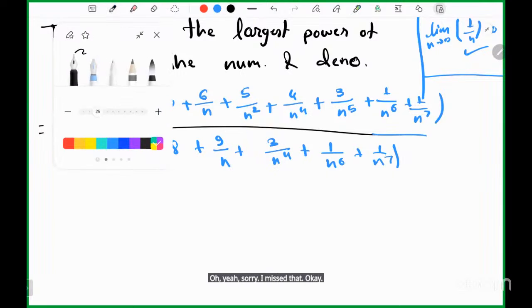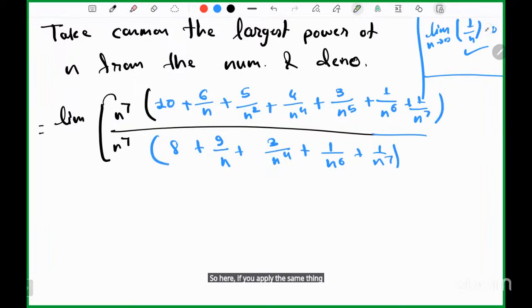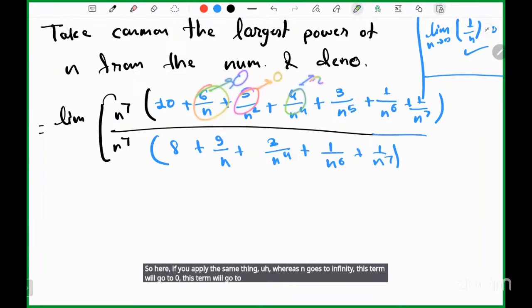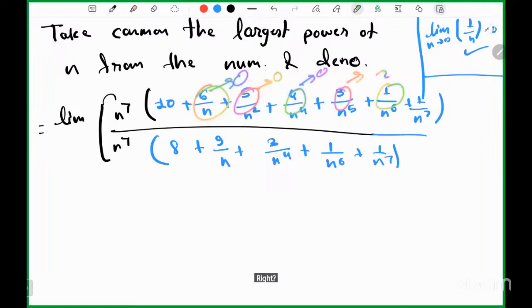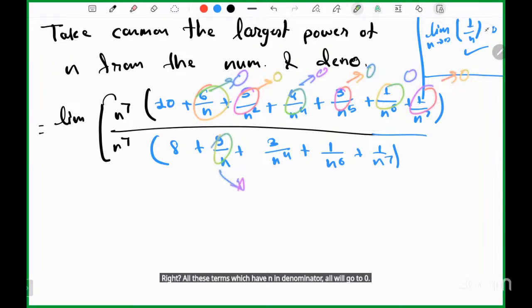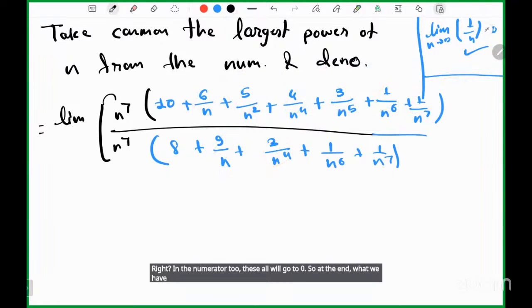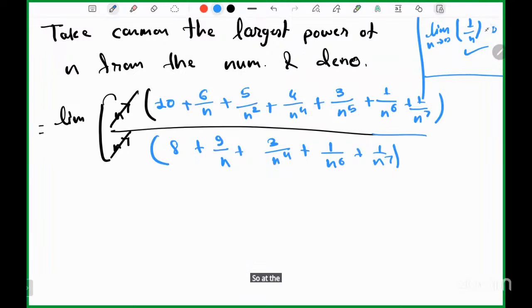Here if you apply the same thing, as n goes to infinity, this term will go to 0, this term will go to 0, this term will go to 0. All these terms which have n in the denominator will go to 0, in the numerator too. So at the end, n to the power 7 and n to the power 7 get cancelled out with each other. So if you apply n goes to infinity, we are left with 10 by 8.